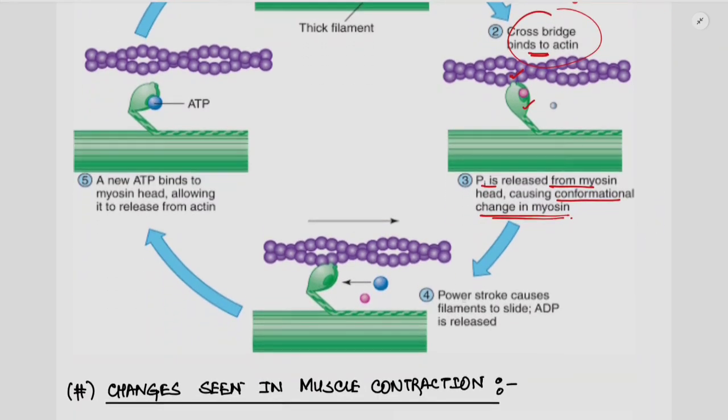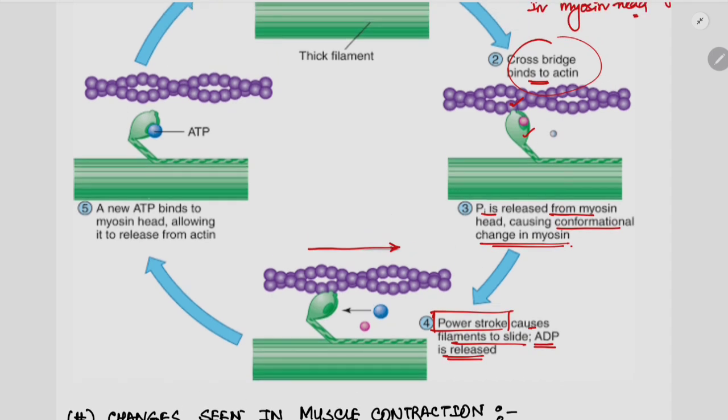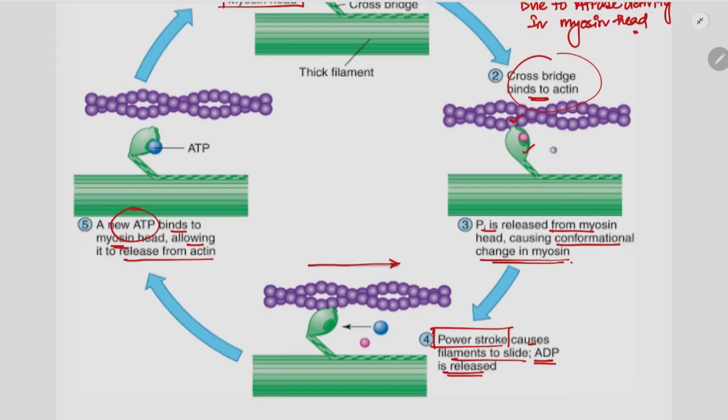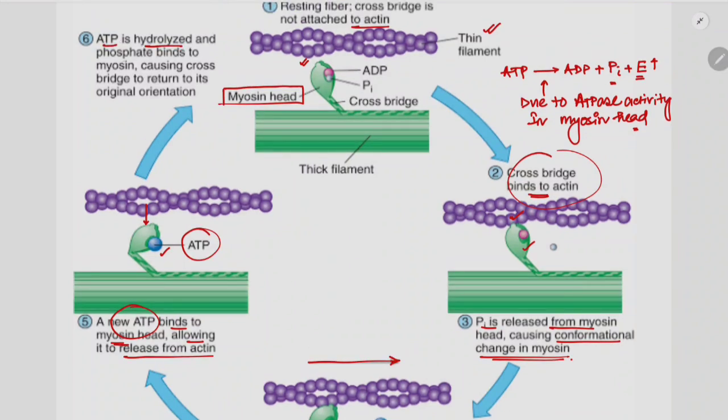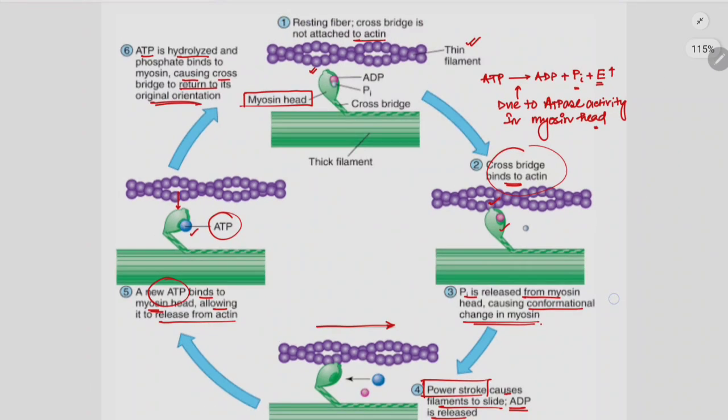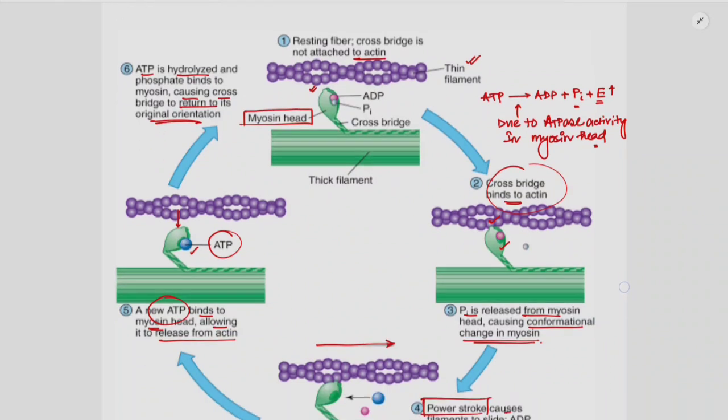Then the power stroke causes filament to slide. When the ADP is released, the power stroke is generated and causes the filament to slide. So here sliding occurs in this direction, right? And then new ATP binds to the myosin head following release from actin. So when the ATP is binding to the myosin head, it detaches from the actin or the thin filament. Then the cycle goes on and ATP is again hydrolyzed into ADP and inorganic phosphate, causing the cross bridge to return to its original orientation. So it is the main molecular basis of the muscle contraction.